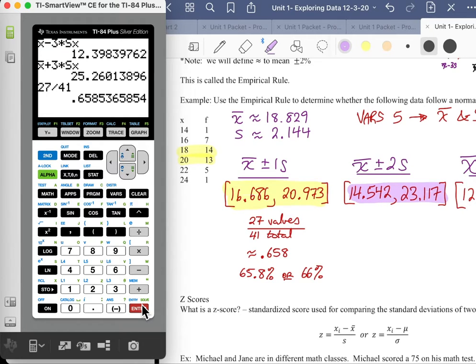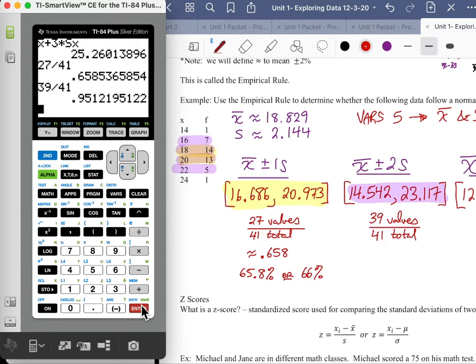All right. So I look at that first x value. Does it fall in that interval? No. 16 does. 18 does. 20 does. 22 does. 24 does not. All right. So here we have a total of 39 values over 41 total. So 39 over 41 in decimal form, about 95%. All right, so 0.95, what do they say it was, 1? So this one checks out.